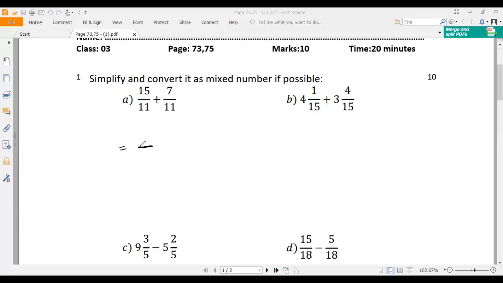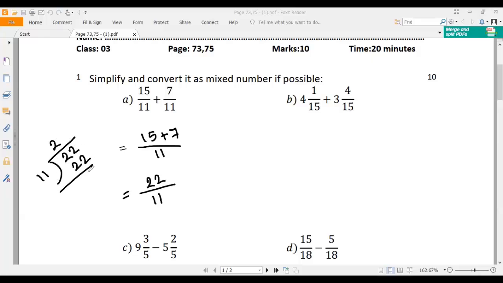We have to just add the numerators. So the denominator will be 11 and we have to add the numerators 15 plus 7. So what is 15 plus 7? That will be 22. So 22 divided by 11. If we divide 22 by 11, then 11 twos are 22, so the remainder is 0. So our answer will be 2.